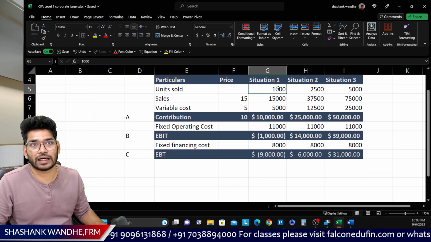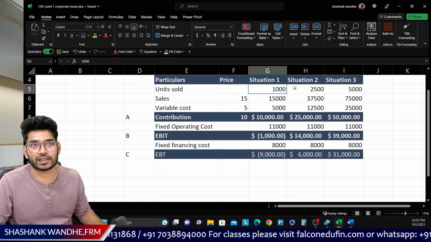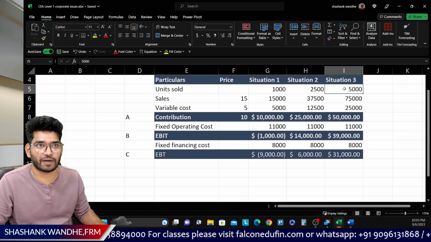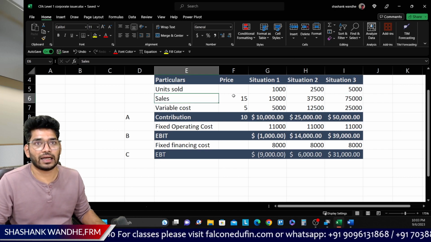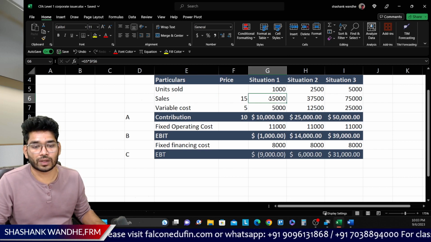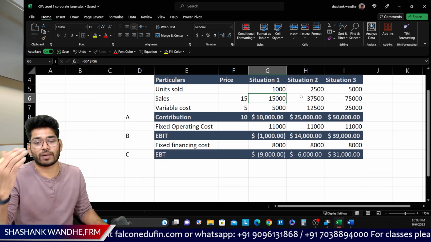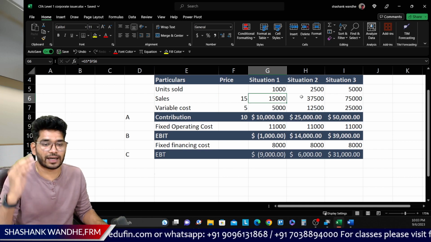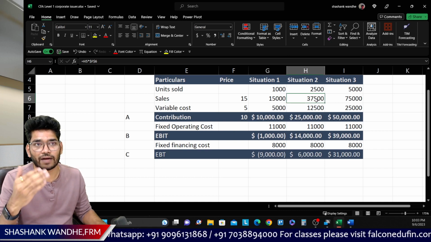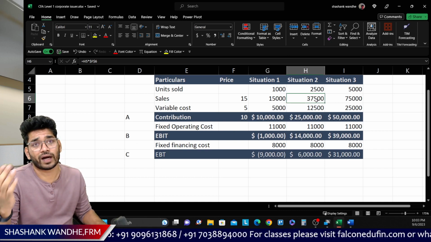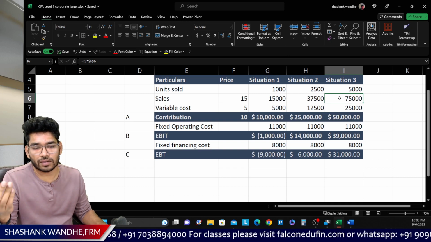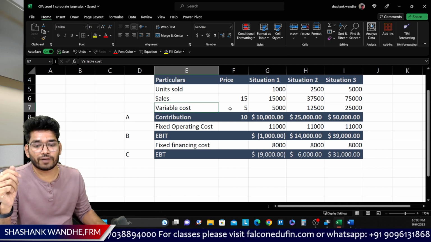In situation 1, we have total number of units sold equal to 1000. In situation 2, we have 2500, and then we have 5000. Total sales, given the price is $15, in situation 1 will be simply the number of units sold multiplied by the sale price, that is 1000 multiplied by 15, which is equal to 15,000. Similarly, here we have 37,500 by multiplying 2500 by 15, and then we have 75,000, that is 5,000 multiplied by 15.